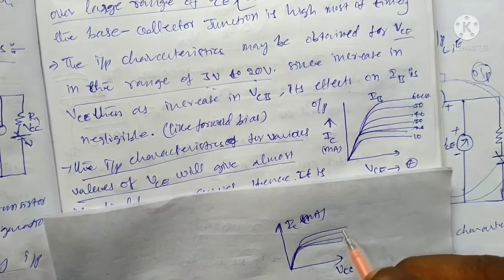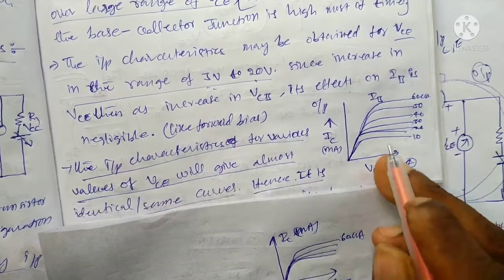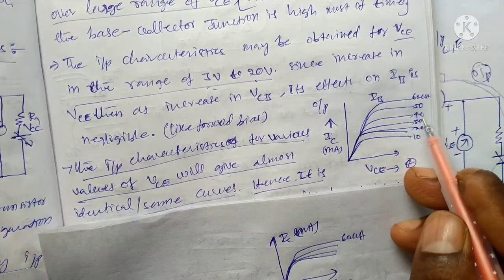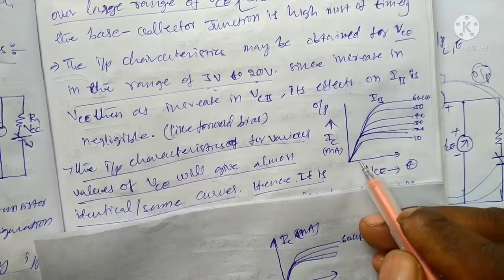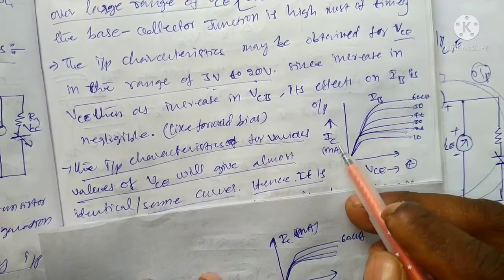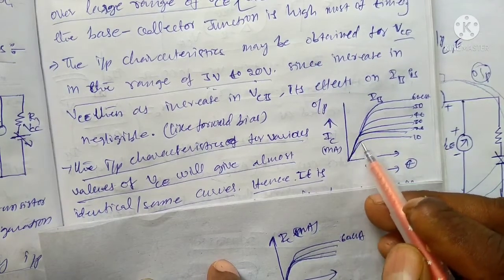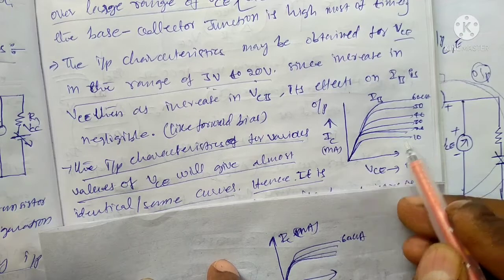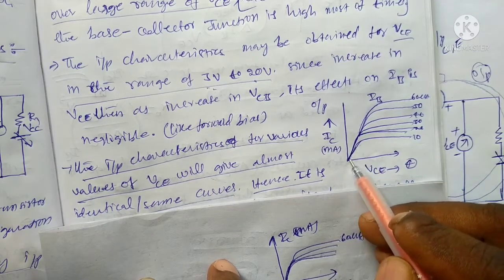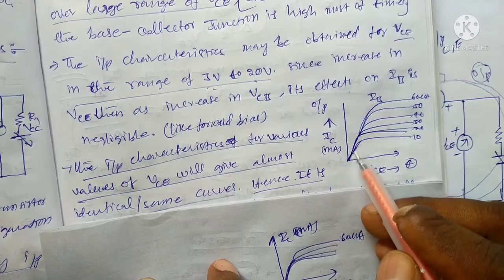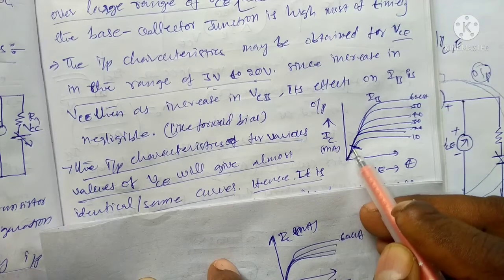This is for base currents of 60 microampere, 50 microampere, 40 microampere, 30, 20, 10. That means by increasing the base current, the IC current also increases. The variation is linear, a straight line, up to a certain region.